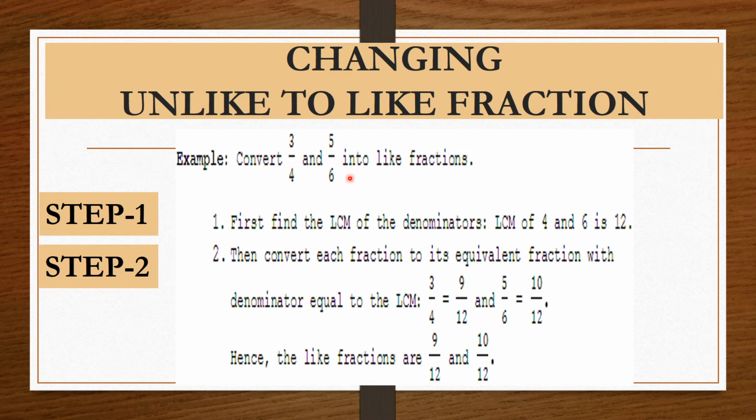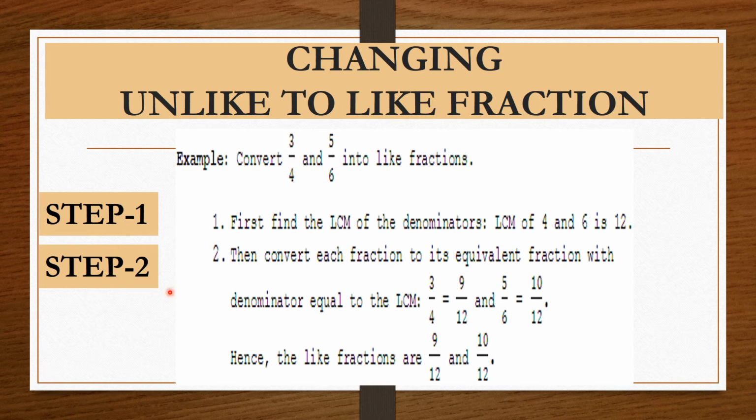That means the denominator should be common. You have to make the denominator common. To make the denominator common, what are the steps? Step 1 is first find the LCM of the denominators. Now if you find the LCM of 4 and 6, you will get 12. You have already learned to find LCM and HCF by prime factorization, or you can just find the LCM by writing the multiples of 4 and multiples of 6. So the least common multiple will be 12, right? So the LCM is 12.